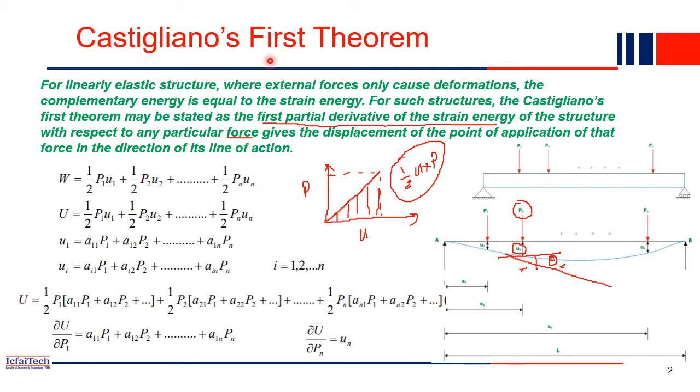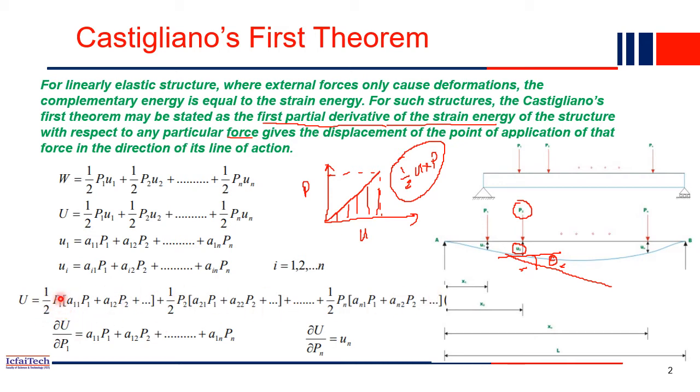Now what does Castigliano's theorem tell? If you take the partial derivative of the strain energy with respect to the force at any point, let's consider the first point. Here this is the total strain energy equation. Now if you differentiate this equation with respect to P1, this is a partial derivative, that's why the symbol is del U by del P1. Now if you take the derivative of this entire part, what will happen?